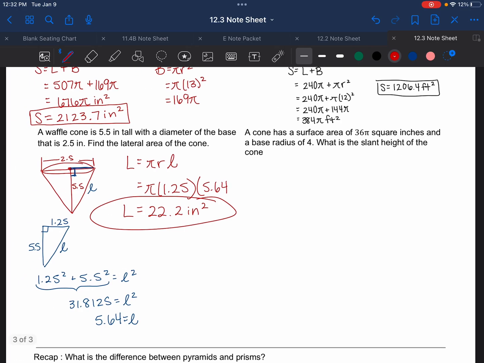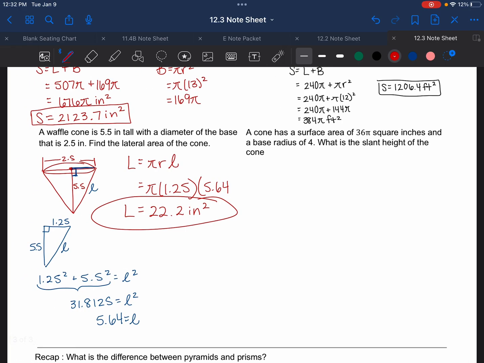All right, a cone has a surface area of 36 pi square inches and a base radius of 4. What is the slant height of the cone? So we are trying to find the slant height. We're told the surface area. The formula for surface area is lateral area plus base. But if we're trying to find this variable, we need to put our surface area into terms using that variable. So lateral area is pi r times the slant height. Base area is pi r squared.